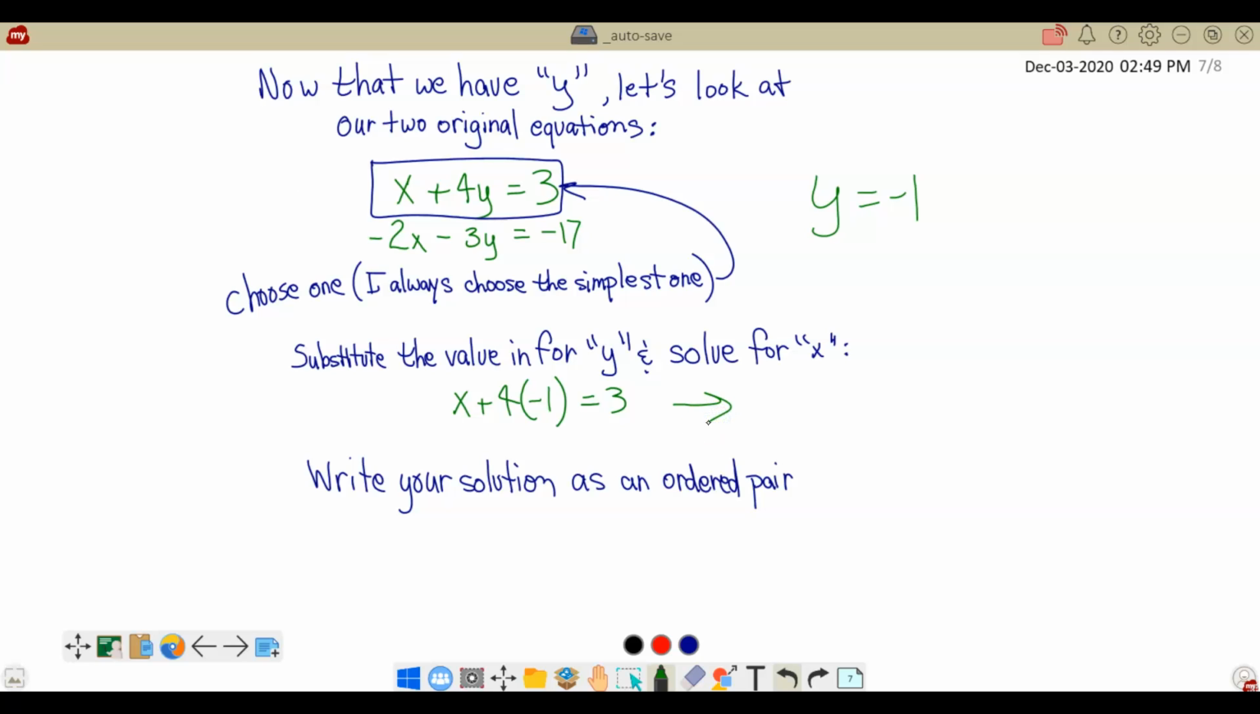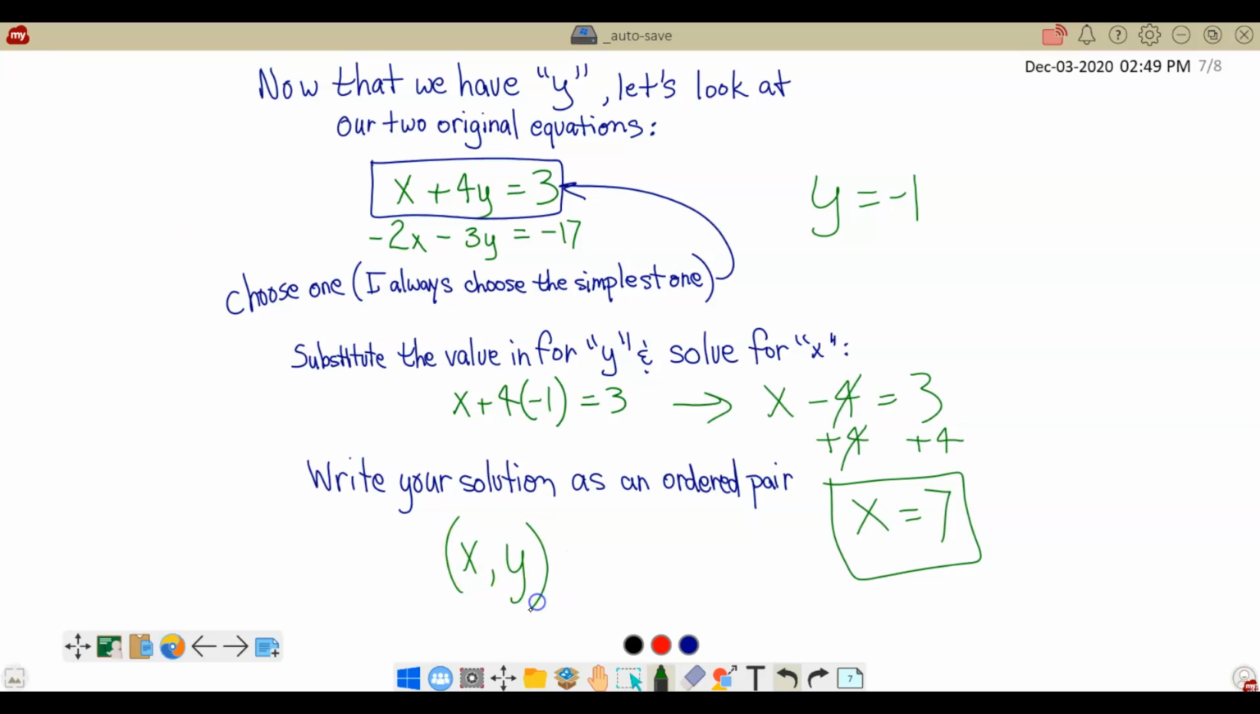4 times negative 1 is negative 4. So that gives us x minus 4 equals 3. Isolate x by adding 4 to both sides. And voila, we have x equals 7. We have now solved our system, and we can write this solution as an ordered pair: x, y. So we're going to write 7, negative 1.